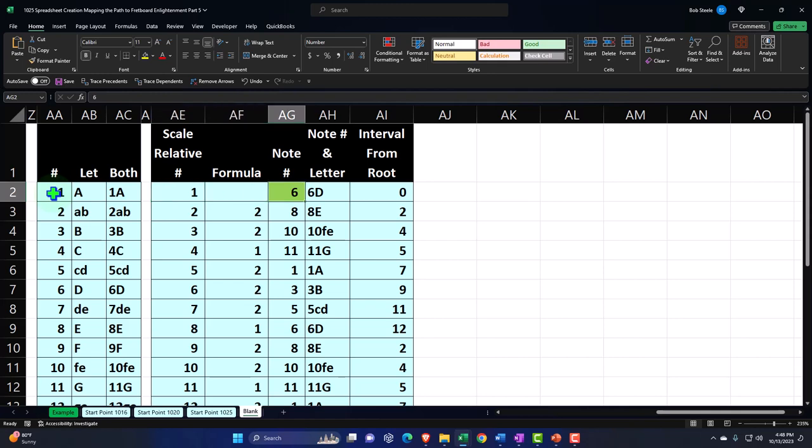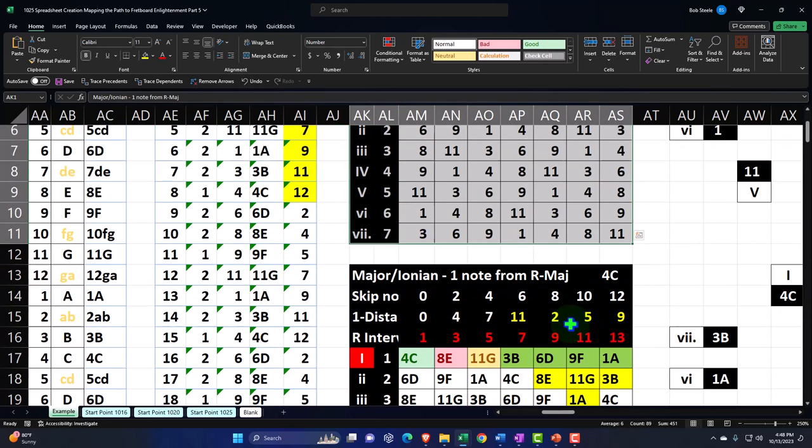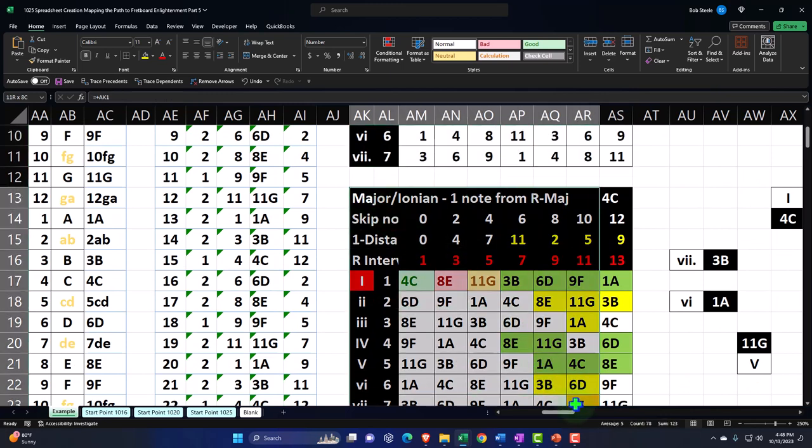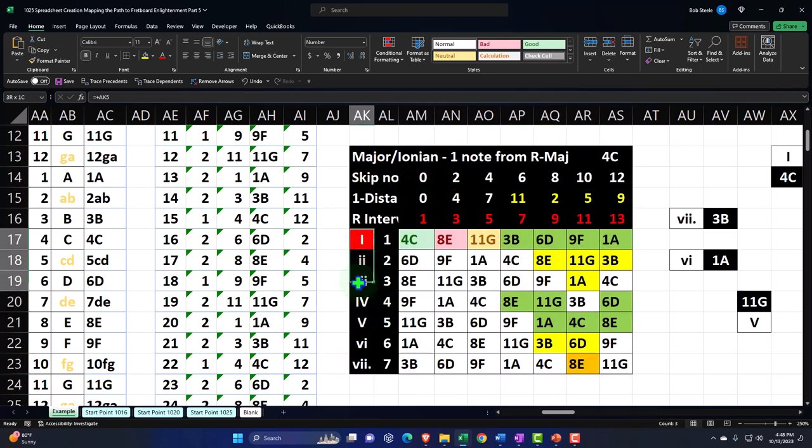All right, so keeping that in mind, what we're going to do now, if I look at the example tab, is we'll use that information to create our table that will look like this, and then a table that will look like this. And this will give us a lot of information, such as the distance between the notes. It'll give us our scales. It'll tell us what kind of chord we can play, whether it be major or minor. It'll tell us the notes in the chord.